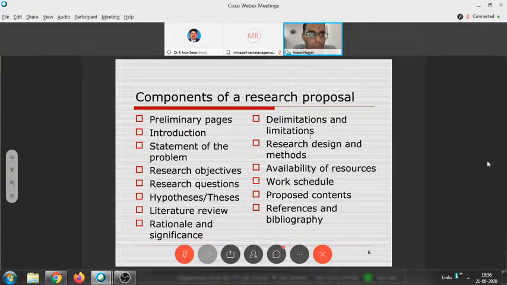Suppose you want to do your PhD in a foreign university, or you are looking for a postdoc. Unless I get these contents from your email, I'm not interested to go ahead. Sometimes an email comes: sir, I am a PhD from this university, I want to do a postdoc with you. My God, what do you want to do? What is your proposal? And after that, they don't reply. Yes, this is the problem, everybody.